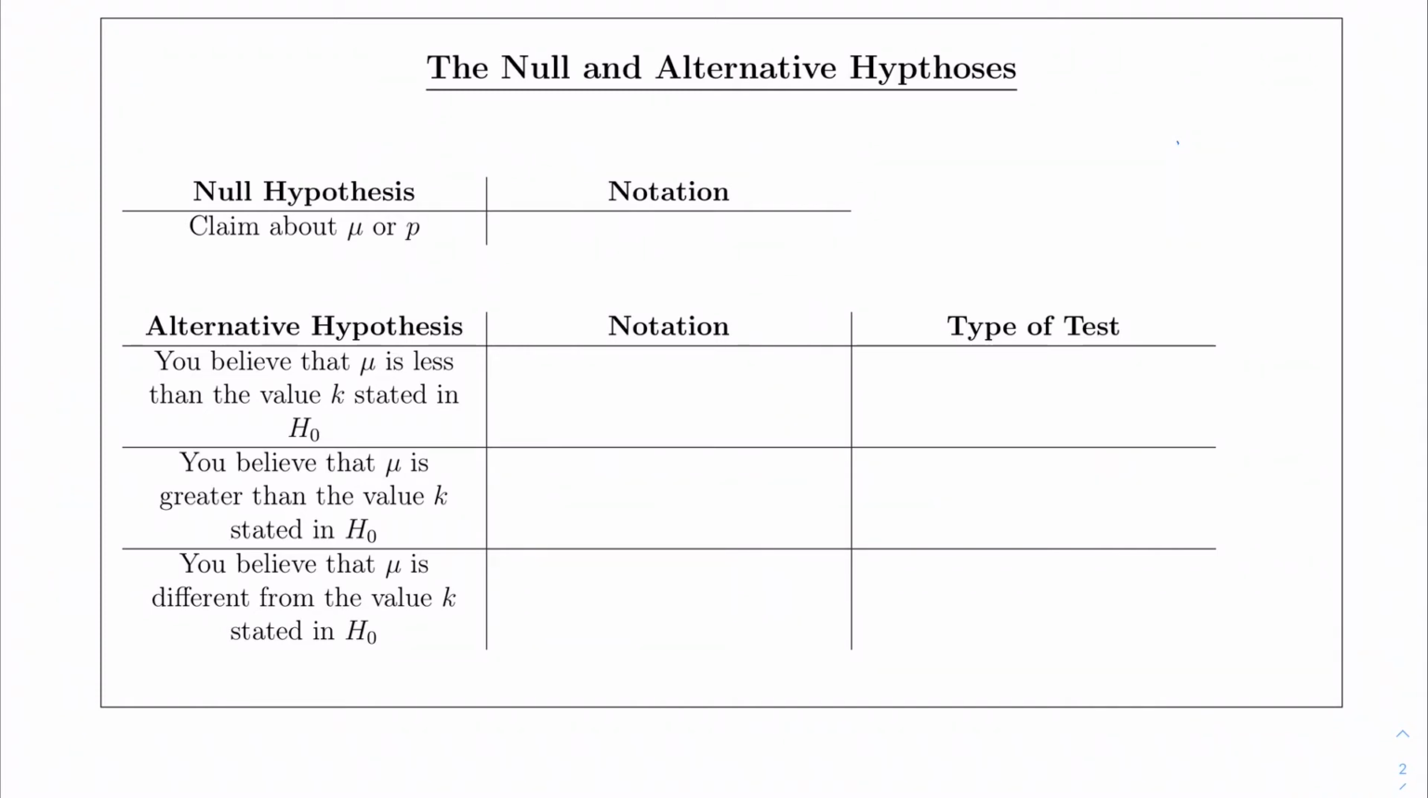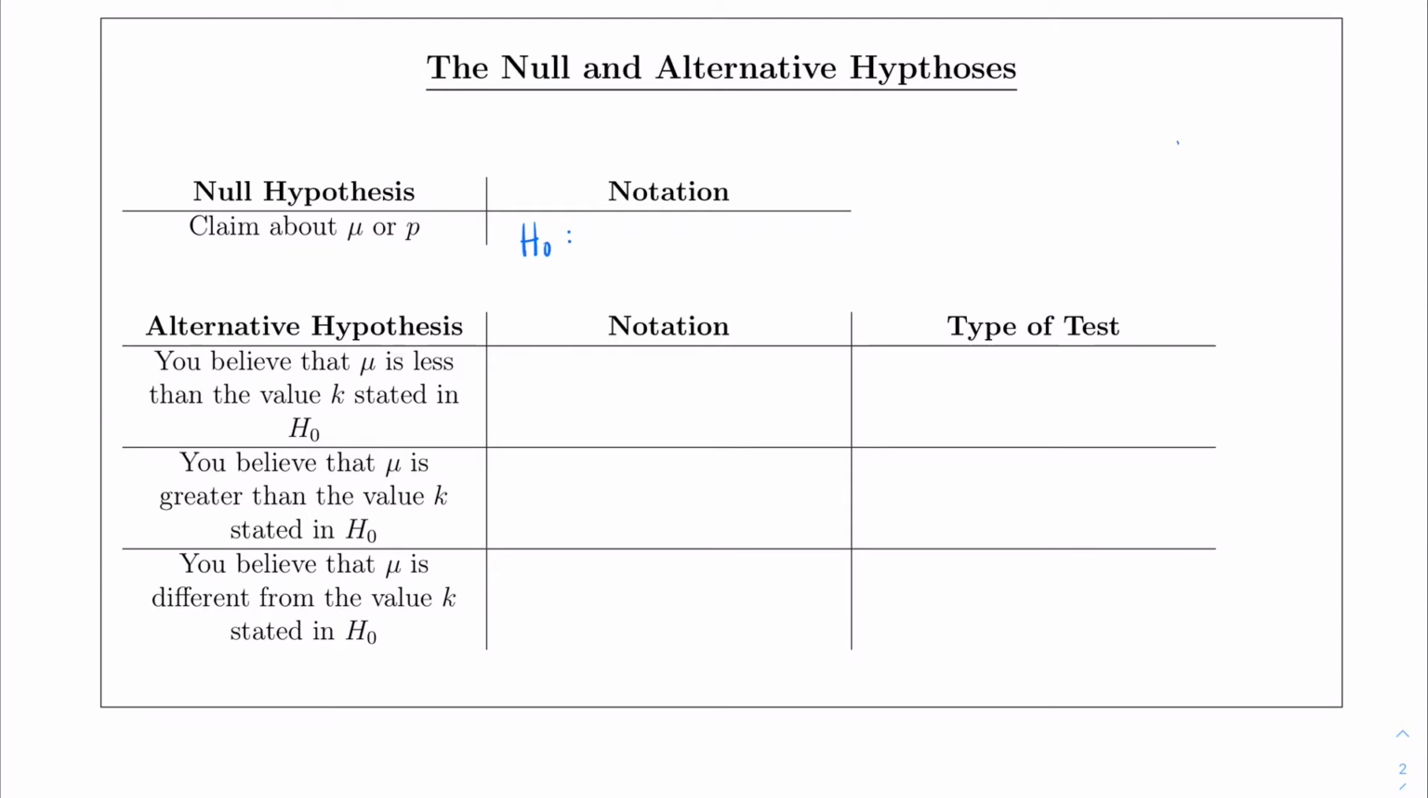Let's look at the different general notations for the null and alternative hypotheses when you're testing parameters. This is going to be for either mu or p. The first one we're going to look at is the null hypothesis. Regardless of which parameter you're testing, your null hypothesis is going to start out with h naught followed by a colon. And the null hypothesis is the statement that you are told about your population parameter.